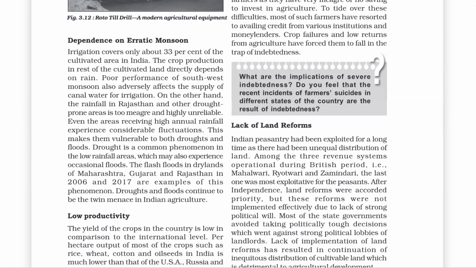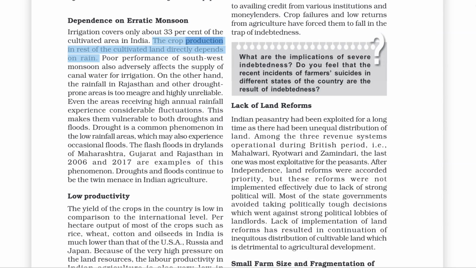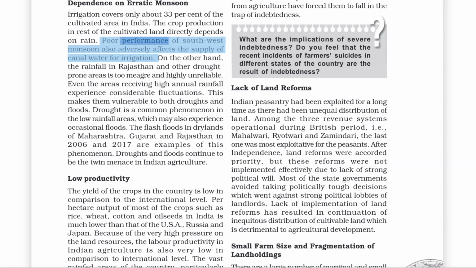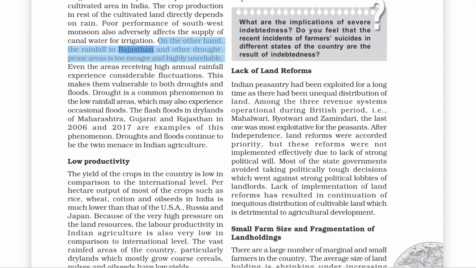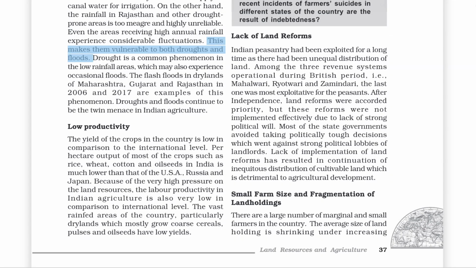Land resources and agriculture. Dependence on erratic monsoon. Irrigation covers only about 33% of the cultivated area in India. The crop production in rest of the cultivated land directly depends on rain. Poor performance of southwest monsoon also adversely affects the supply of canal water for irrigation. On the other hand, the rainfall in Rajasthan and other drought-prone areas is too meager and highly unreliable. Even the areas receiving high annual rainfall experience considerable fluctuations. This makes them vulnerable to both droughts and floods.